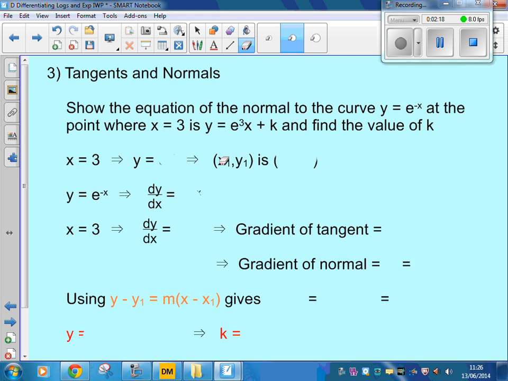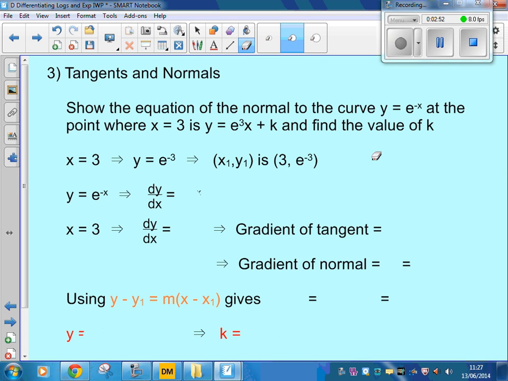Our next lot, tangents and normals. Okay, so we're on this example showing the equation of a normal to the curve at a particular point. So, if we want the normal or the tangent at a particular point, we want to find the coordinates of the point, both coordinates. So if x is 3, what is y? Well, y is e to the minus 3. So the x1, y1, the point on the curve, is 3, e to the minus 3. That's its coordinates. x1 is 3, y1 is e to the minus 3.